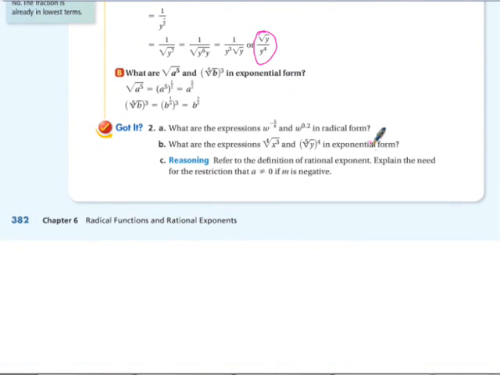So what are the expressions w to the negative 5/8 and w to the 0.2 in radical form? What are these expressions in exponential form? And then look at the definition of a rational exponent and explain the need for the restriction that a cannot be equal to 0 if m is negative. Okay, so see if you can explain that. Go ahead and pause the video here and try and answer those questions.